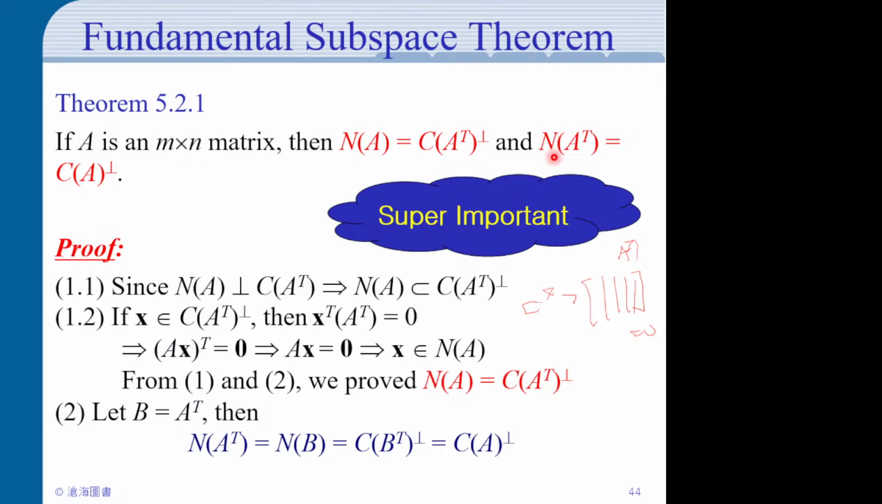Okay, so we just call this A^T equal to B. Then null of A^T equal to null of B equal to the complement of the column space of B transpose, and B transpose is back to A. Basically, we want to say the null space is the orthogonal complement of the row space transposed.